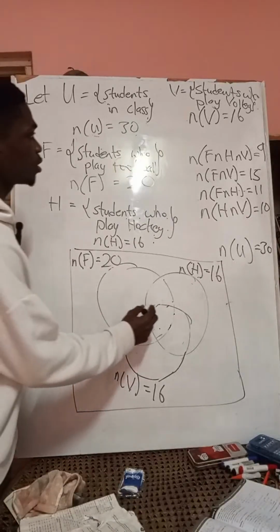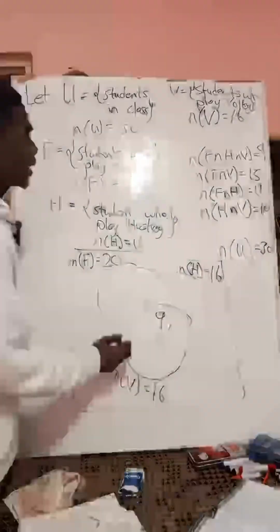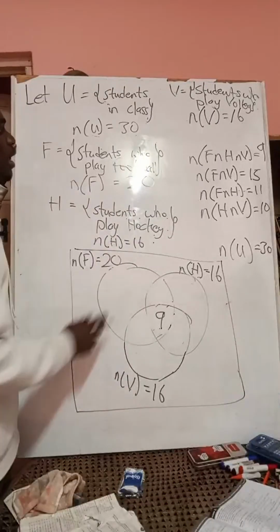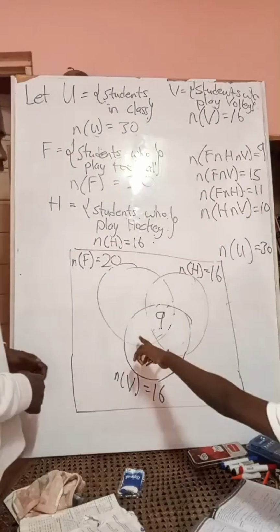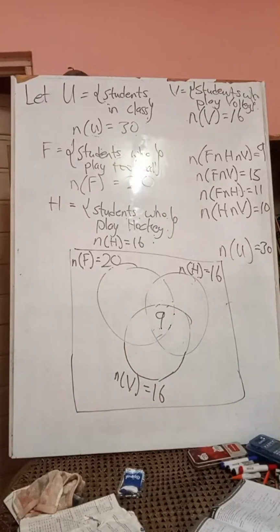So here, this side is going to be 9, right? 9, then 9 after that. They said F intersection V equals 15. So where is going to be 15? I intentionally asked where is going to be 15. I know you will say this place is going to be 15, but that is not how you're going to do it.